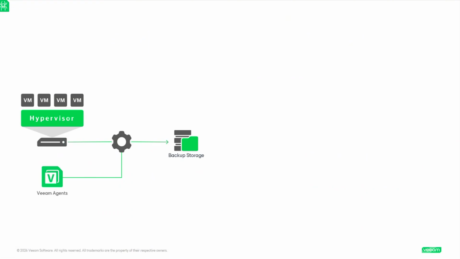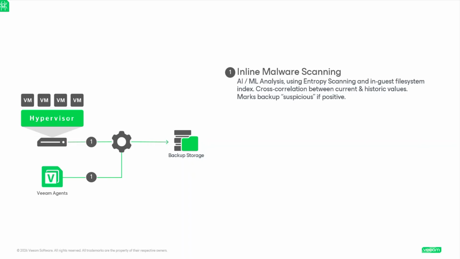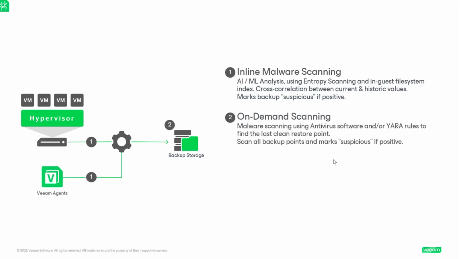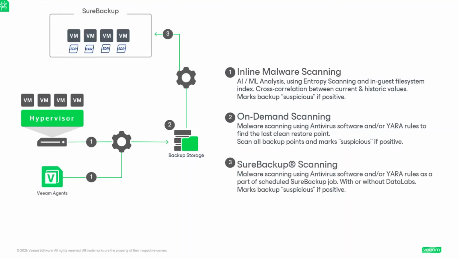When we do a backup of a virtual machine and we send that backup to a storage repository of your choice, we are going to be doing inline scanning. So we're looking for viruses. We use entropy analysis to scan for suspicious files or encrypted files within those workloads. Once we've done that, we are then going to give you the ability to also use on-demand scanning, meaning you can scan those workloads in an isolated environment as well.